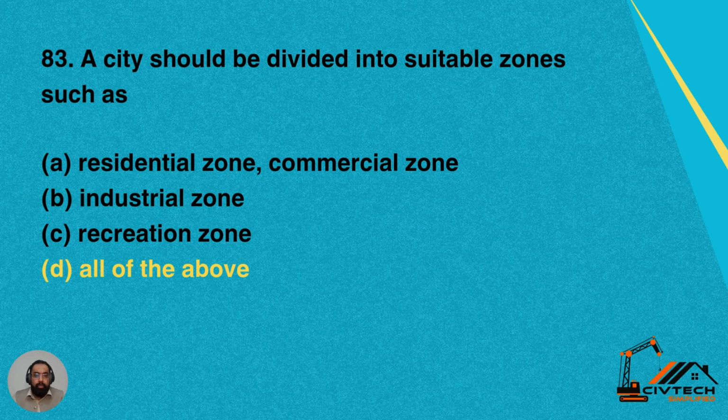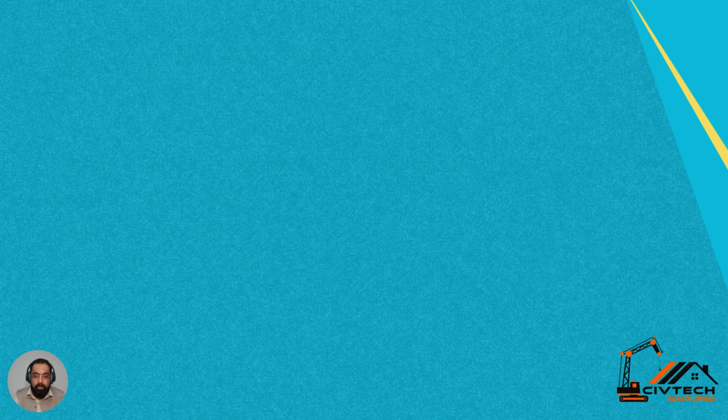Question 83. A city should be divided into suitable zones such as number A, residential zone, commercial zone, industrial zone, recreational zone, all of the above. So all these zones are considered during the city planning, and these are suitable zones. So option D is correct for this question.